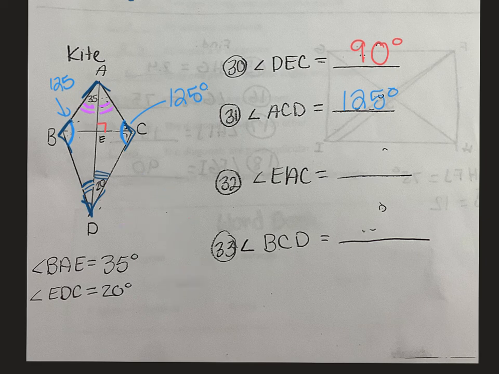Okay, so then angle EAC is 35. We already determined that. And BCD, 75. So you're going to do 90 plus 20, which is 110, and then do 180 minus 110 to get 70. Because we're looking at this triangle here, right? We have a 90-degree angle here, a 20-degree angle down here, and we're trying to find this piece.